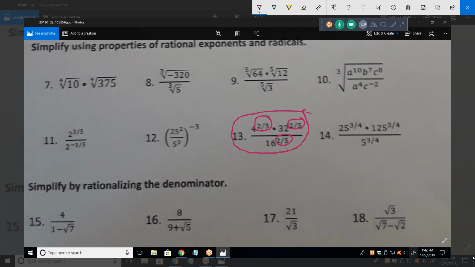So what's the answer? So 4 times 32 is 128 over 16 divided by 16. So it's 8 to the 2/5. Okay. And that really can't be simplified anymore.